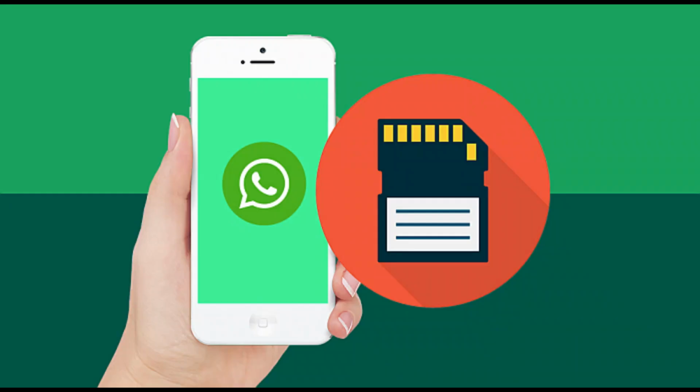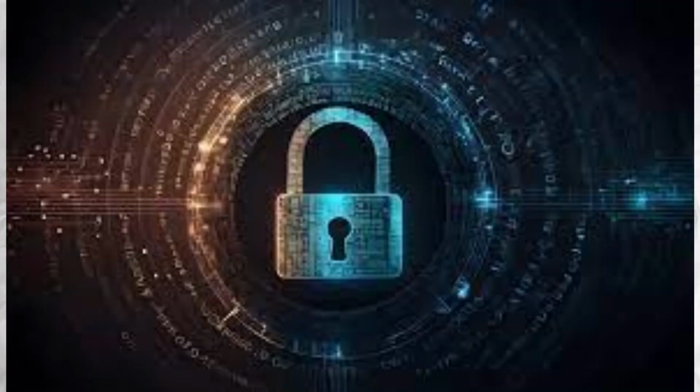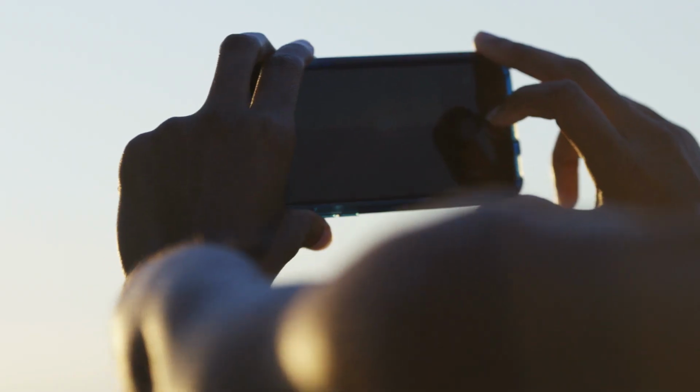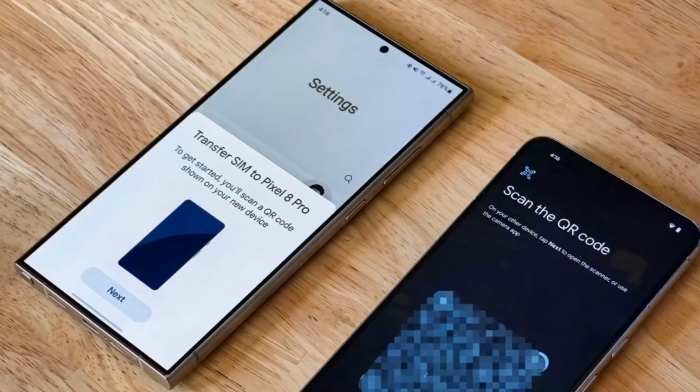Security. By backing up your WhatsApp data to a cloud service like Google Drive or iCloud, you add an extra layer of security. In case your device is lost, stolen, or damaged, you can still access your chats and media by logging into your WhatsApp account on a new device and restoring the backup.